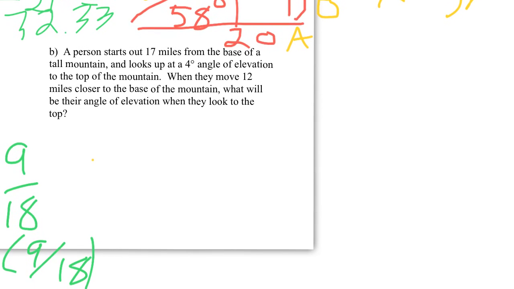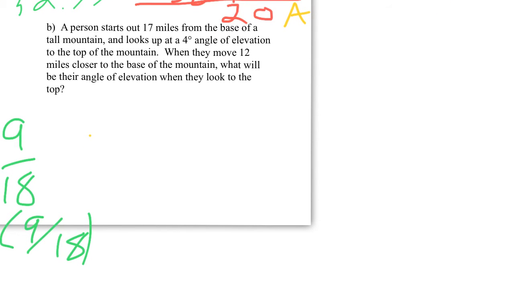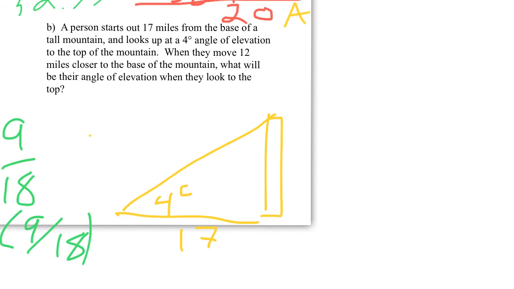Our last problem on the review. So we have someone starting out 17 miles from the base of a tall mountain. Here's my tall mountain. 17 miles from the base is going to be right here. And they look up at an angle of elevation of 4 degrees. So here's your 4-degree angle of elevation. When they move 12 miles closer to the base, so now suddenly they're like here-ish, what will the angle of elevation be? So we want to find a second angle of elevation here.